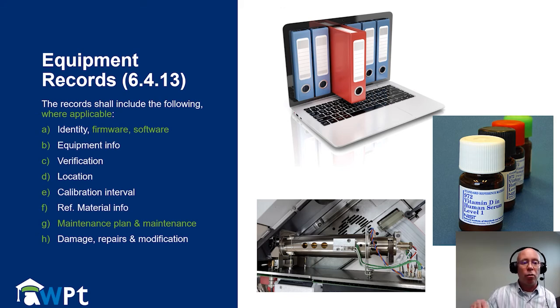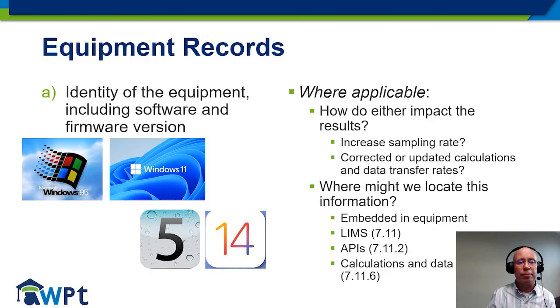And so what we have seen historically, not in A2LA workplace training, but A2LA has seen that people have not been retaining records on firmware and software, where they do have a significant impact on the measurement results in the case of 17025, and where the maintenance plan and the maintenance will also impact that. So let's take a look at identifying the equipment, software, and firmware version.